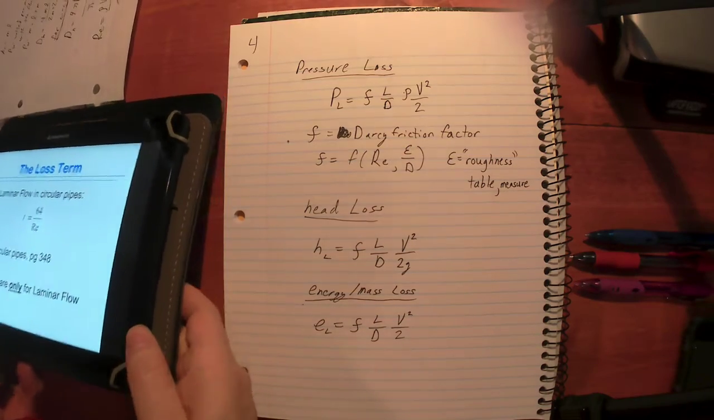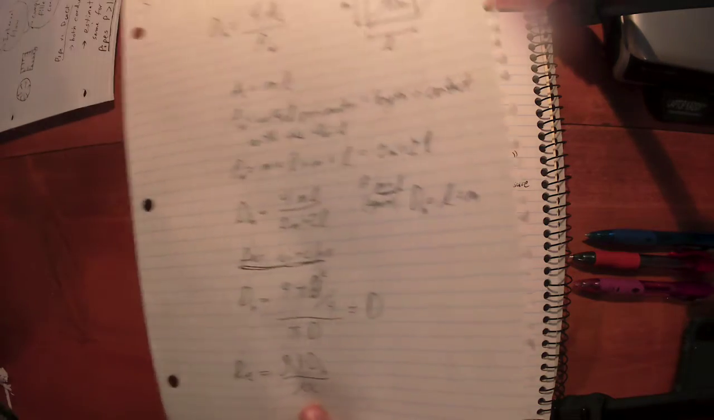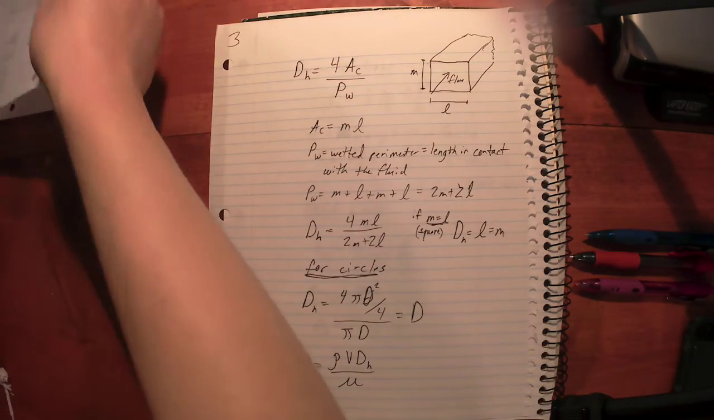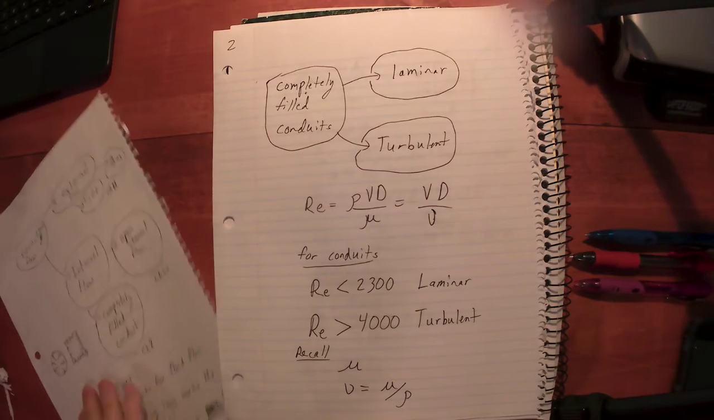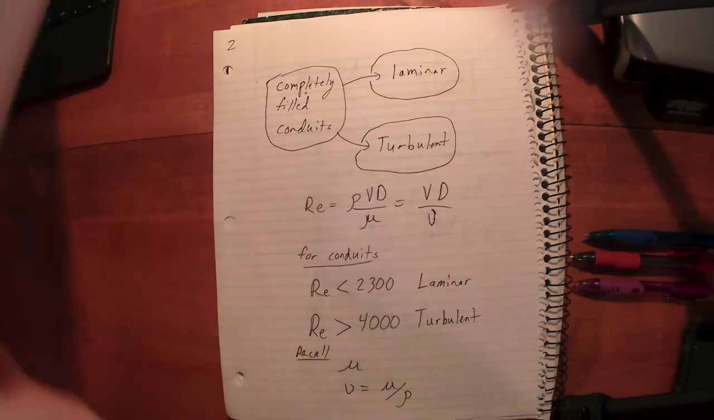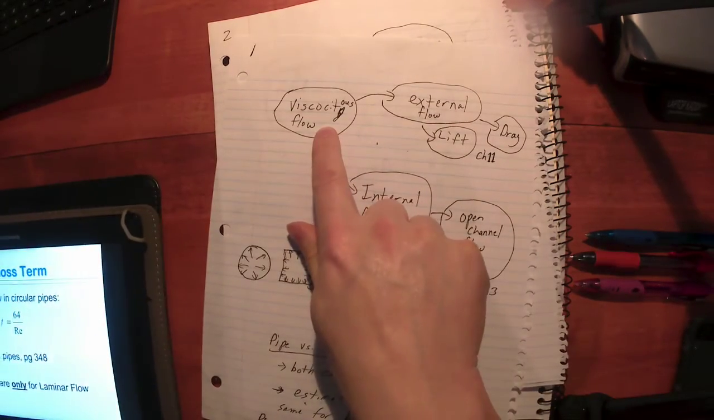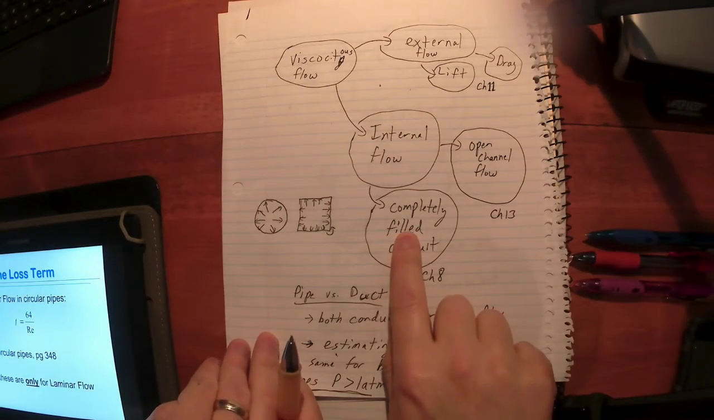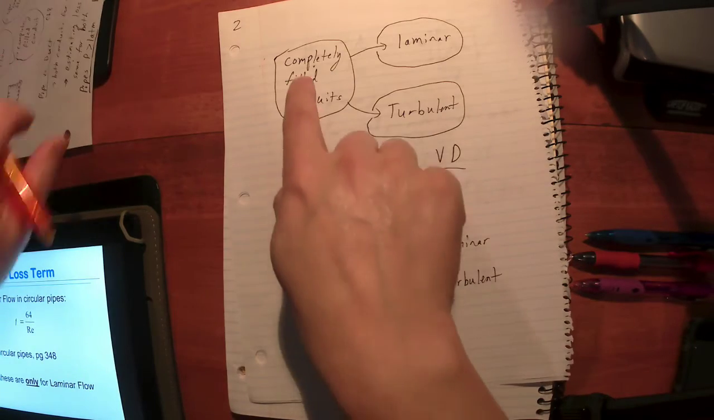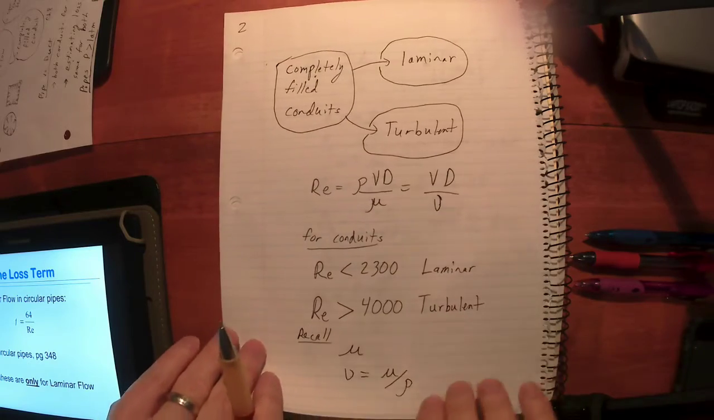As we mentioned, what we're really trying to say is, I go back, where is it? Number 2. All right, I'm sorry. Here we go. We said completely filled conduits. The goal here is to describe the effects of viscous flow. And so for completely filled conduits, that viscous flow is going to be a function of whether it's laminar or turbulent. We use the Reynolds number to predict whether it's laminar or turbulent.